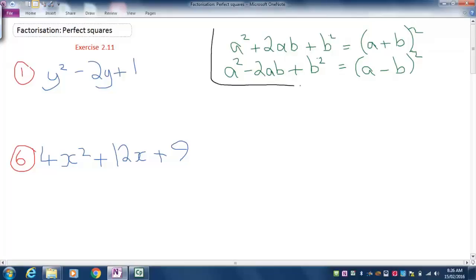These are our perfect square rules just here. So we use these to factorize our perfect squares. You can of course use the methods that we have been, but it's going to be much quicker if you can just recognize a perfect square.